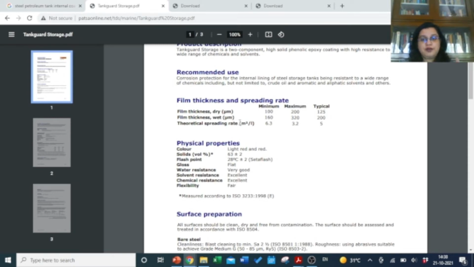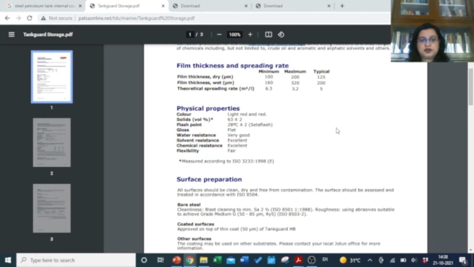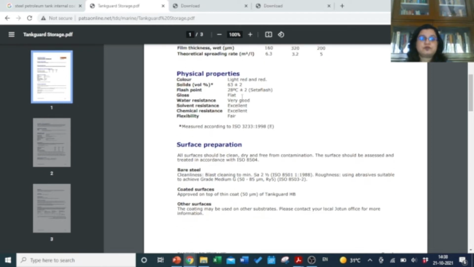So when you want internal linings, they will usually list the film thickness, which is the thickness that you would want. Then you will have the color, and then there will be the resistance. As you can see here, this is also a qualitative measurement. Saying you have very good water resistance, excellent solvent resistance, excellent chemical resistance does not tell us exactly when that coating will start degrading, how exactly the water is getting resisted, or what the coating resistance properties are in quantitative terms.